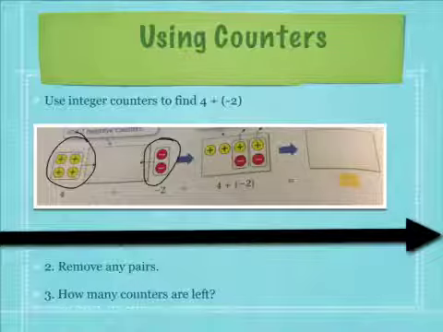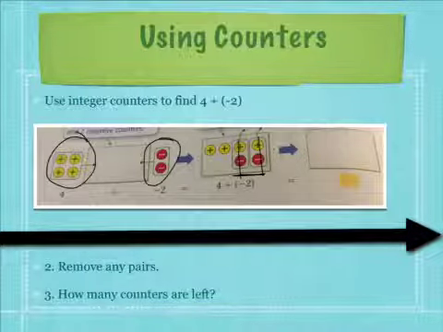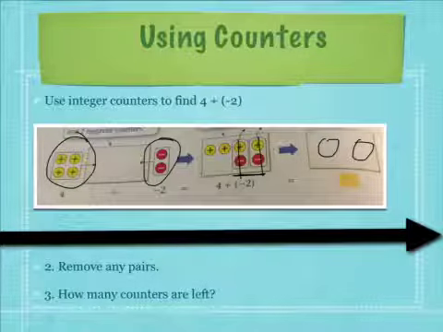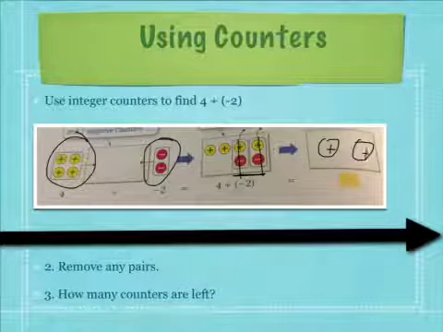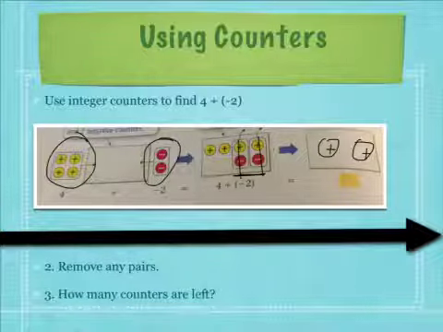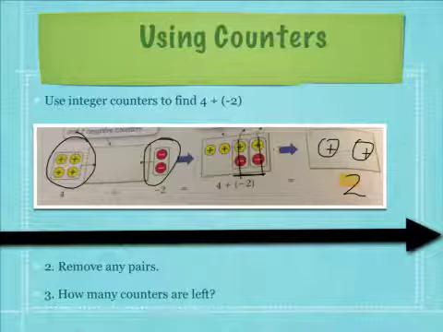Step number 2 is to remove any pairs. So if you look at the second box, we have a positive and a negative matched together, positive and a negative matched together. So we remove those two. That leaves us with 2 positive counters. So our answer is 2, and it is positive 2 because we're left with the positive counters.